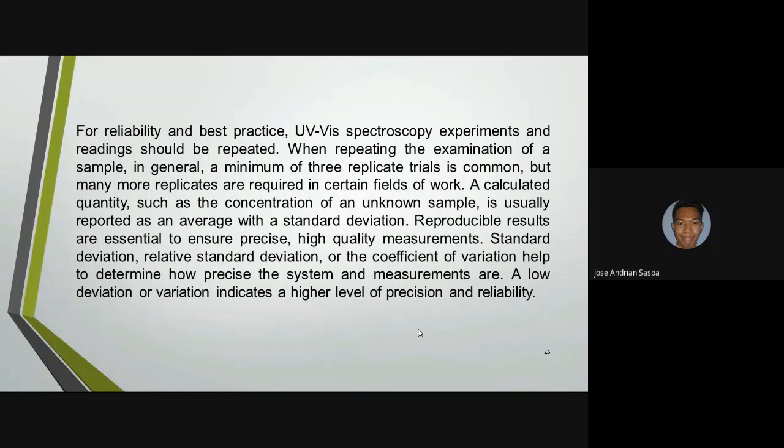Reproducible results are essential to ensure precise, high quality measurements. Standard deviation, relative standard deviation, or the coefficient of variation help to determine how precise the system and measurement are, or how precise the result we are able to measure. So a low deviation or variation indicates a higher level of precision and reliability.